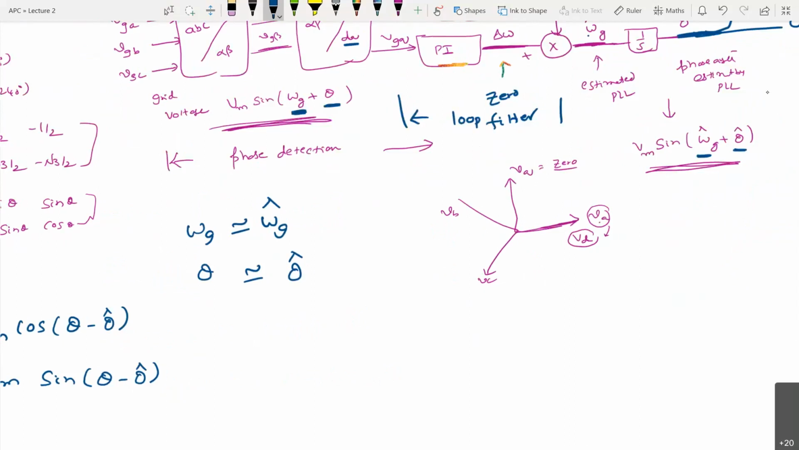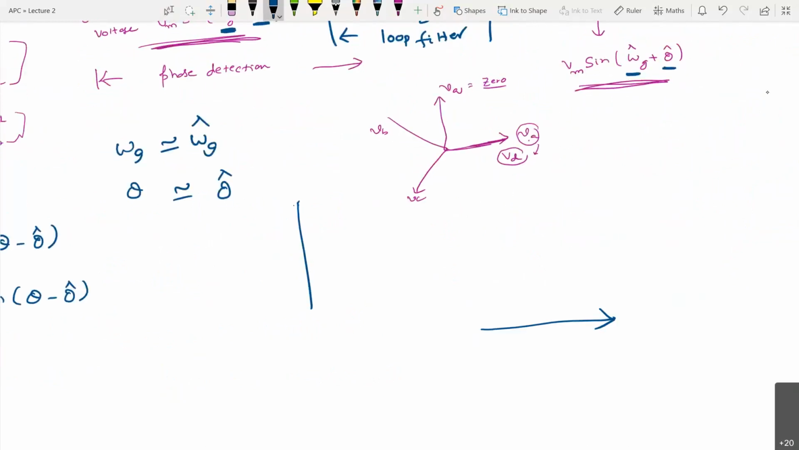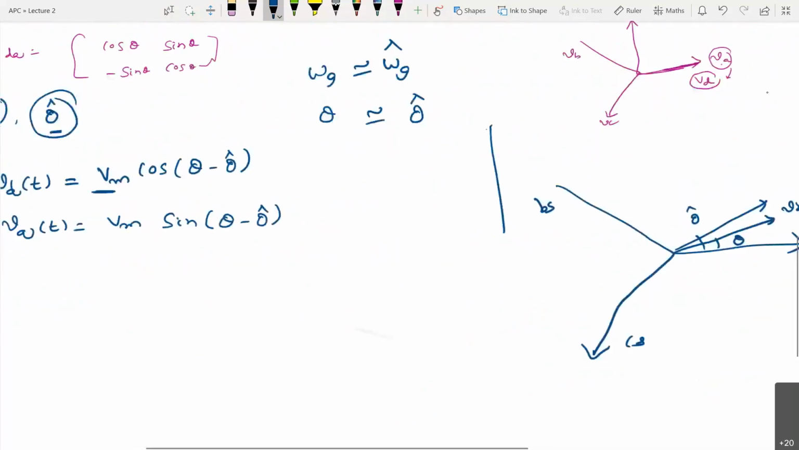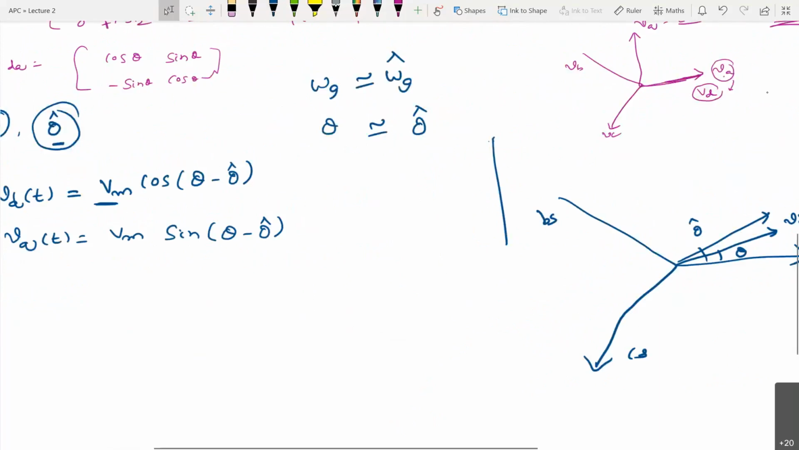Okay, so how to understand this? So this is A, S, BS, and this is CS. Let us assume this is making theta angle and this is making theta dash angle. Now how are this VD and this VQ defined? If this is the case, we have only Vm cos theta and Vm sin theta, right? So Vm cos theta and Vm sin theta.